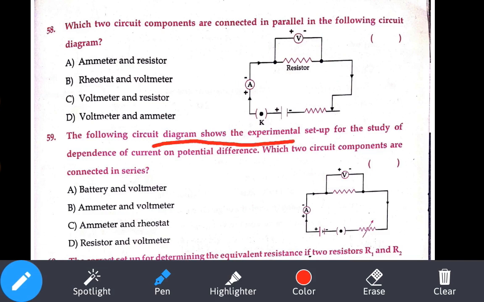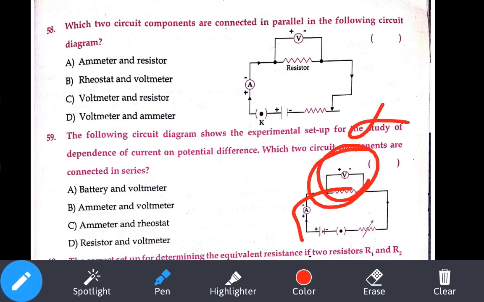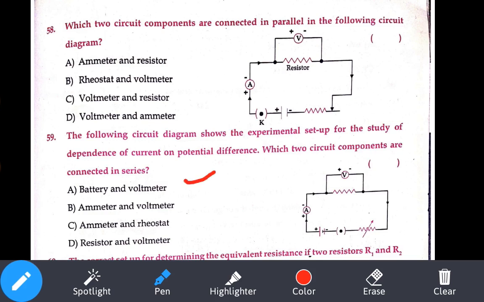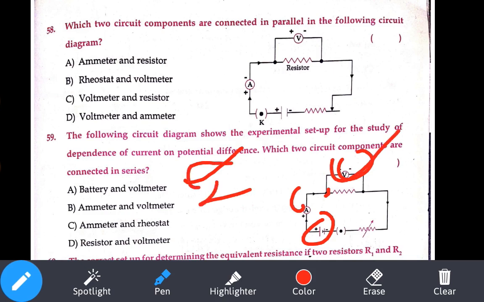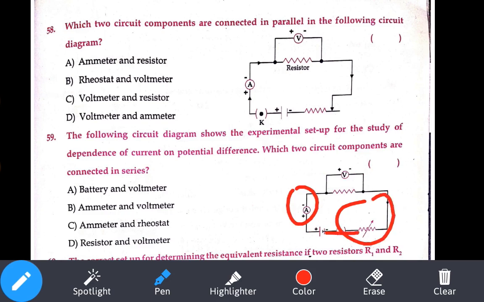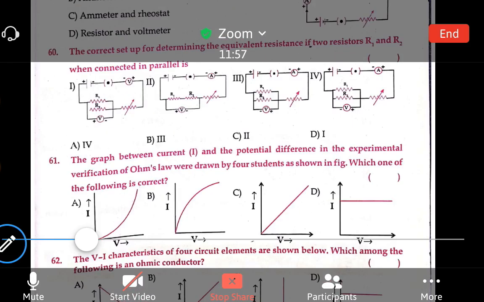The following circuit shows the experimental setup to study the dependence of current on potential difference. Which two circuit components are connected in series? They have asked. Series means what? There should be a single path. So these two components will not come, these two are parallel. Battery and voltmeter they have given. Battery is here, voltmeter is here, so that is wrong, since this path is getting divided. Ammeter and the voltmeter, voltmeter is parallel, that is also wrong. Ammeter and the rheostat, yes, it is correct. A single path is there. So ammeter and rheostat is our answer. Option number C is our answer.